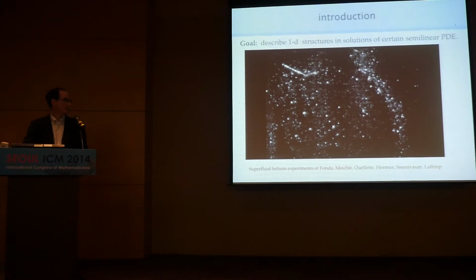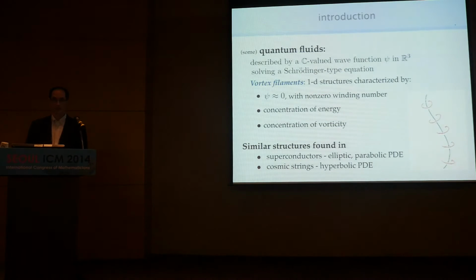Okay. In particular, the video I just showed was a kind of quantum fluid. Certain quantum fluids, say ideal quantum fluids, are described by a complex valued wave function psi, which would solve a Schrodinger type equation. And these 1D structures we saw, a so-called vortex filament, can be extracted by looking at the solution psi. The vortex filament would be characterized by the fact that this complex wave function vanishes, and then also what I'll call concentration of energy, concentration of vorticity. I'll define these terms later on. So for now, let's take them on a heuristic level.